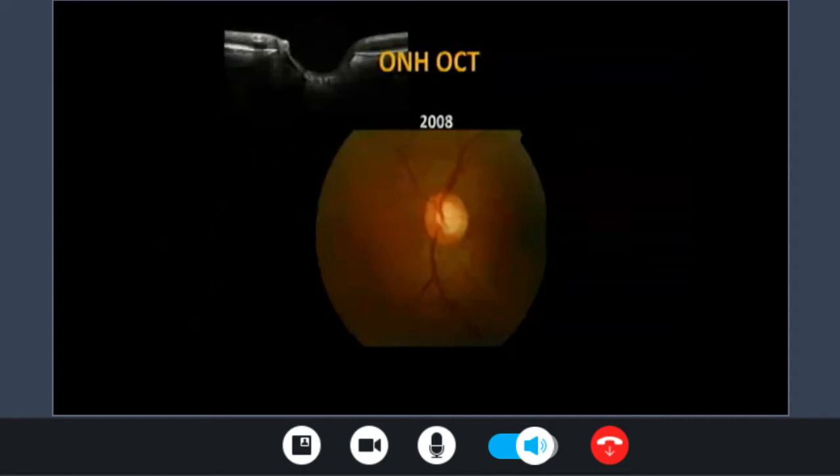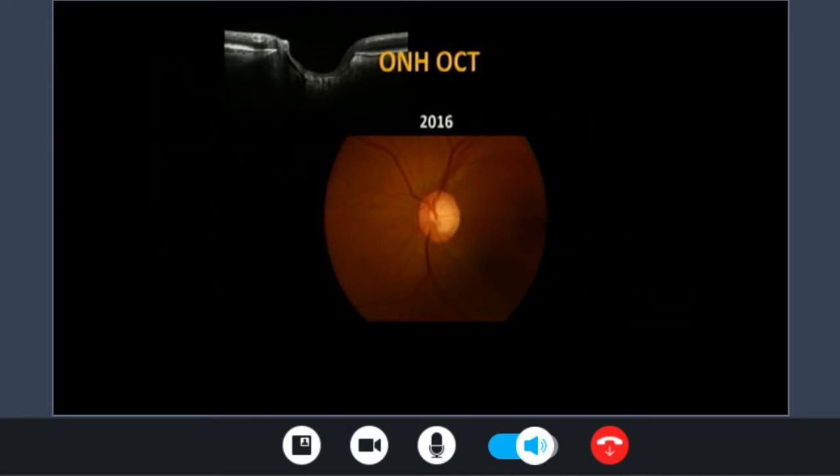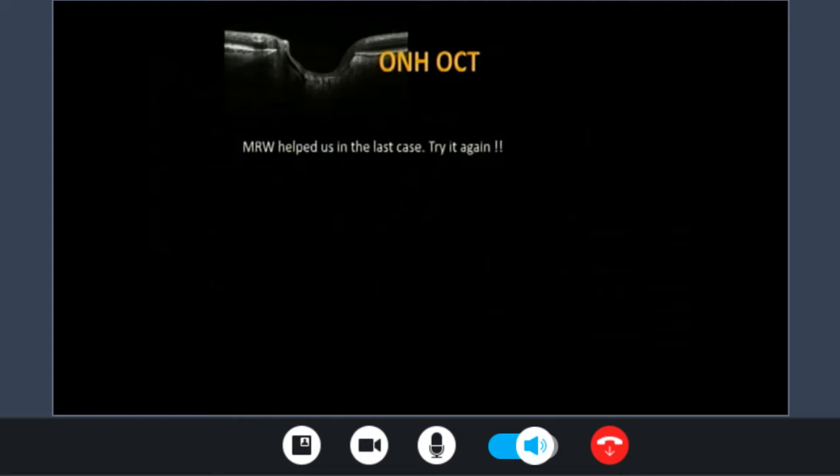So it's a disc hemorrhage, right? When you look at the 2015 disc photo, what do you find here? The hemorrhage resolved? Exactly. And when you look at the 2016 disc photo, you will have some changes.